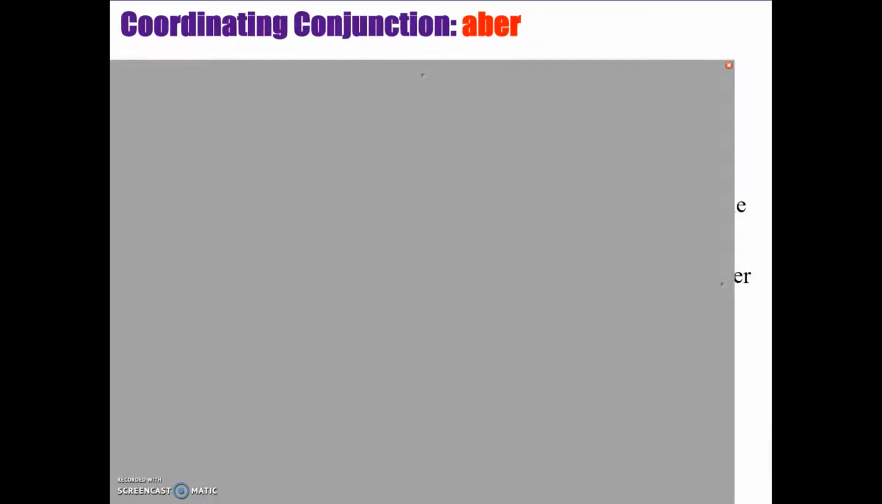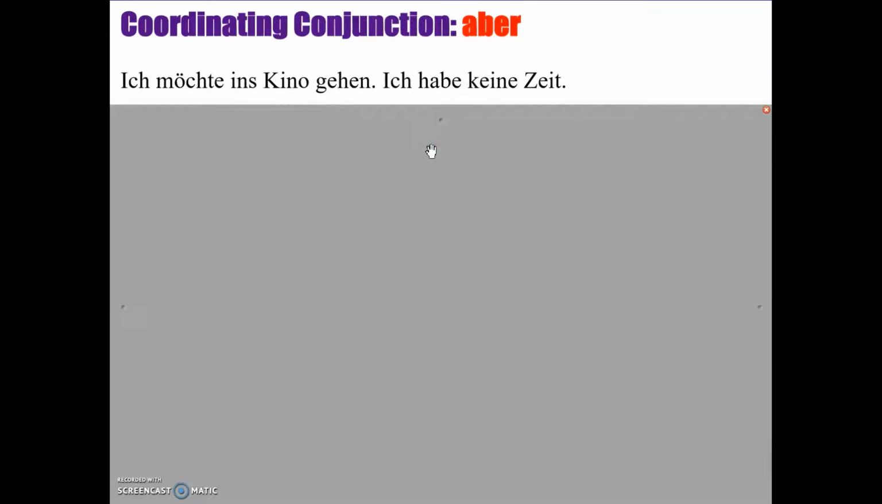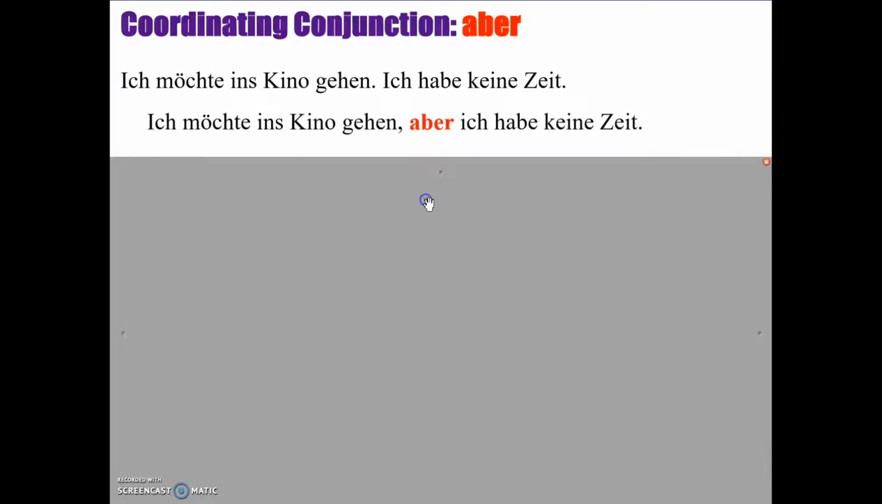Now let's look at each of those coordinating conjunctions, starting with the conjunction aber. I might have these two separate sentences. Ich möchte ins Kino gehen. Ich habe keine Zeit. So I would like to go to the movies. I have no time. If we put those together with aber, we can get a more complex sentence. Ich möchte ins Kino gehen, aber ich habe keine Zeit. I would like to go to the movies, but I don't have any time.